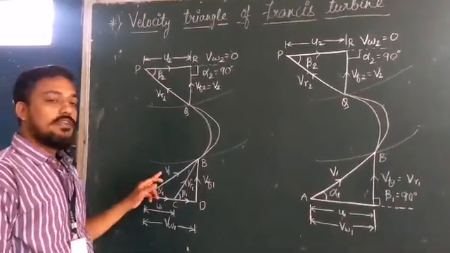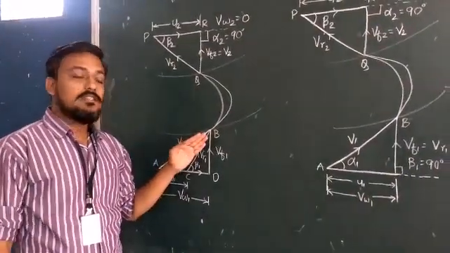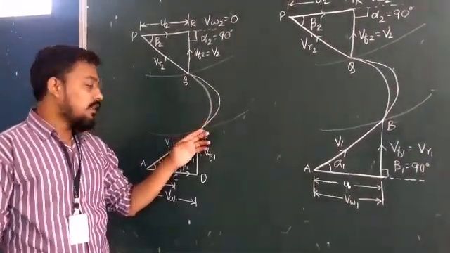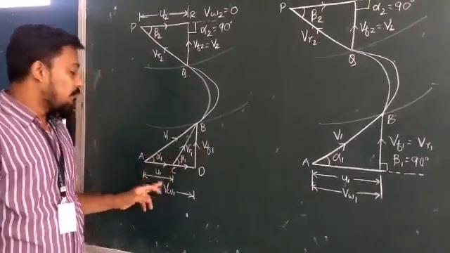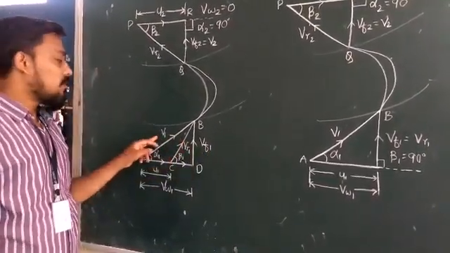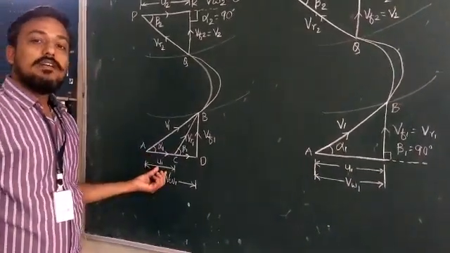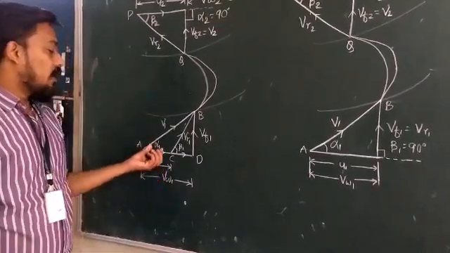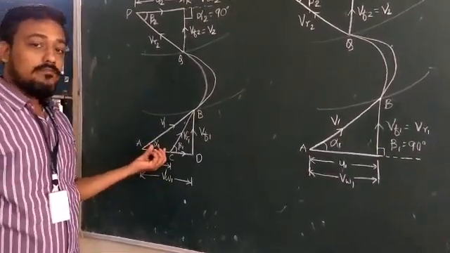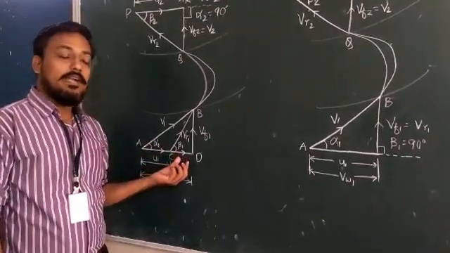Here V1 is the velocity of the water that is entering into the runner. Here we have VR1, that is the relative velocity. VW1 and VF1 are the components of velocity V1, and U1 is the blade velocity, or you can say the tangential velocity also. Alpha 1 is the guide blade angle, and beta 1 is the inlet blade angle.